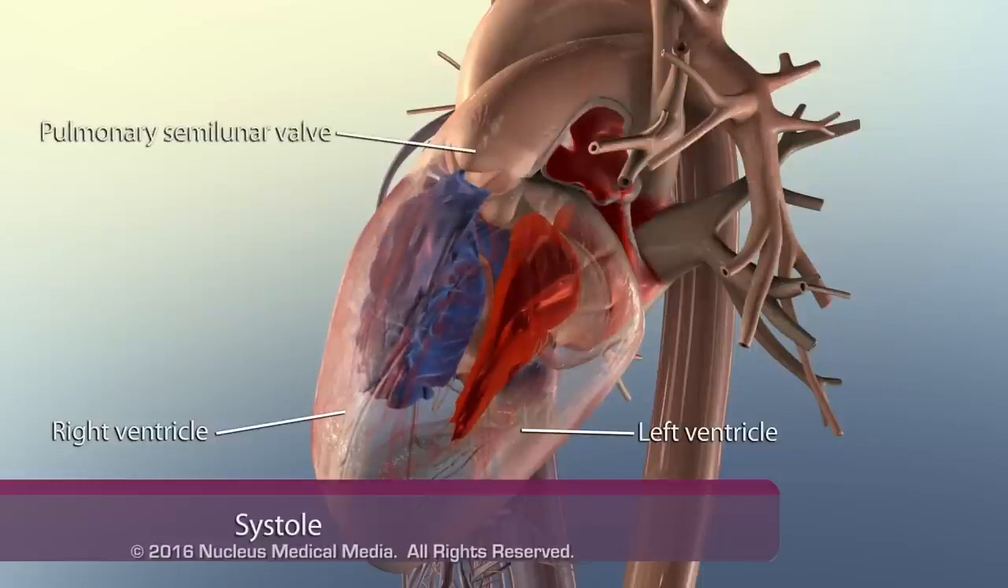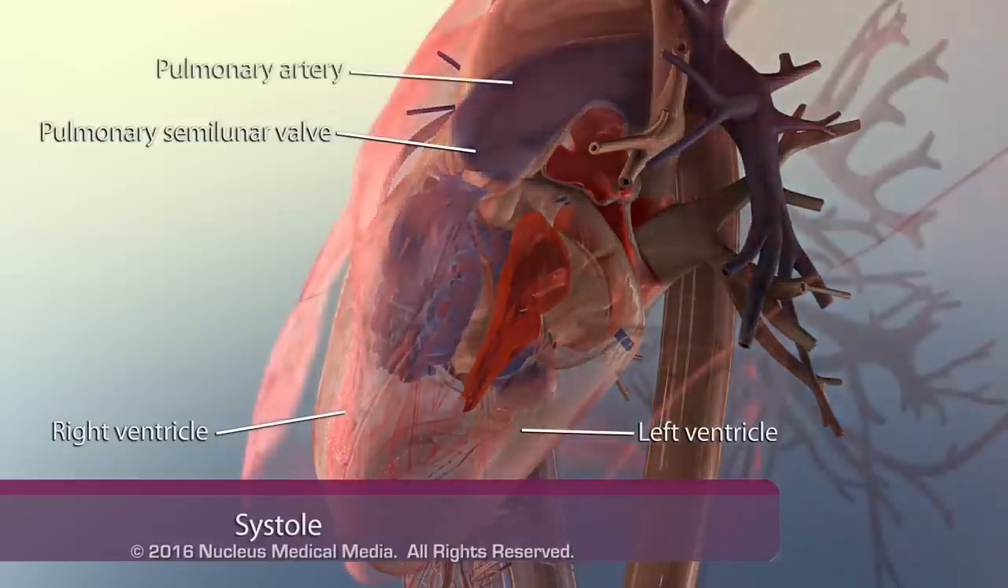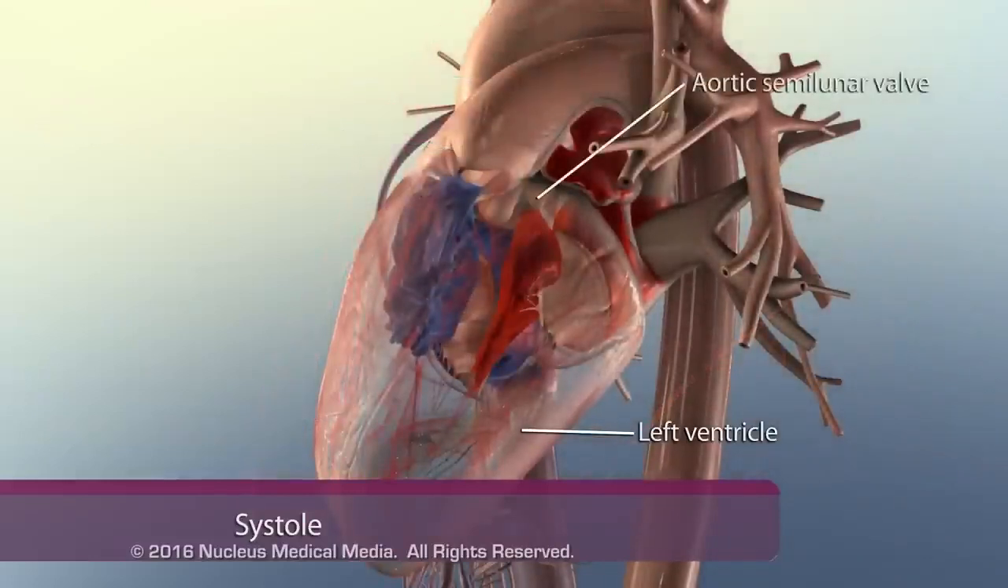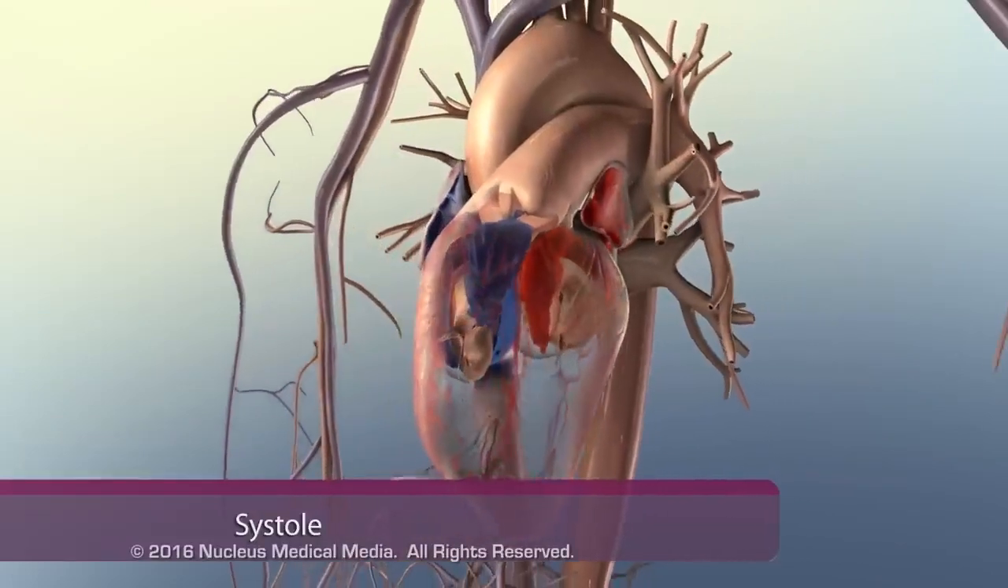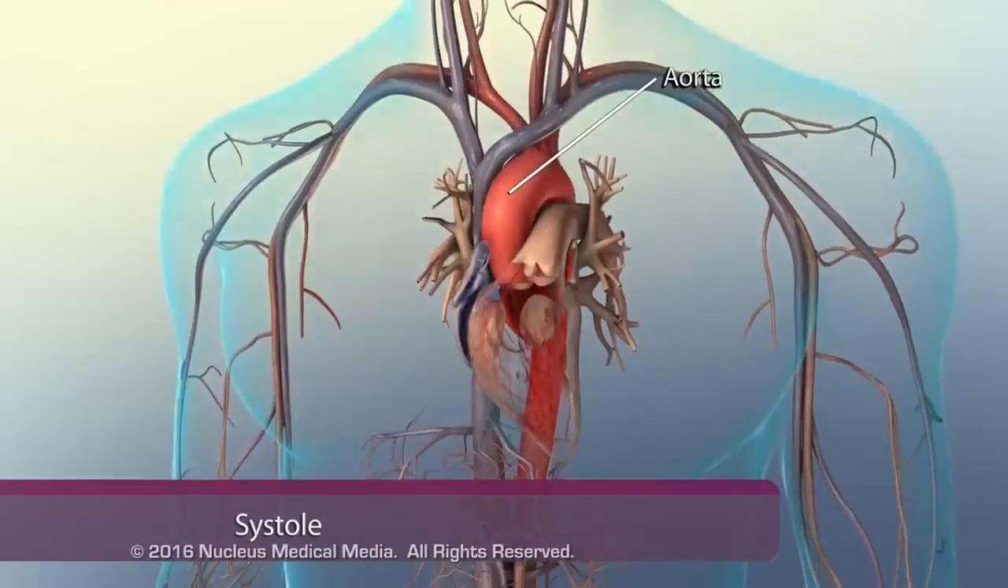The pulmonary semilunar valve opens, and the right ventricle expels blood into the pulmonary arteries to the lungs. Likewise, the aortic semilunar valve opens, and the left ventricle expels blood into the aorta and out to the rest of the body.